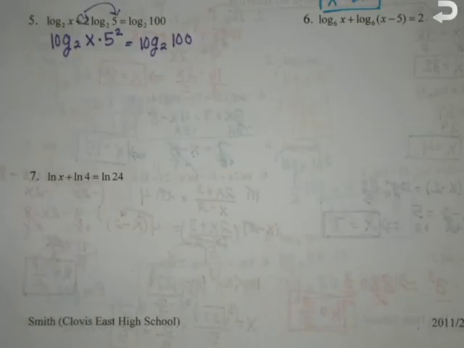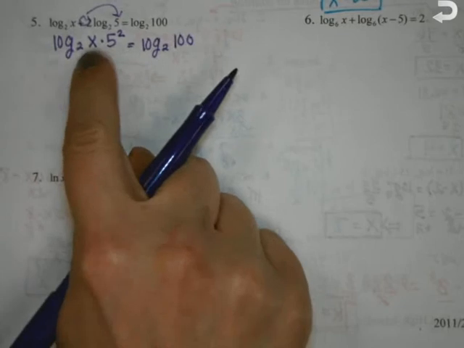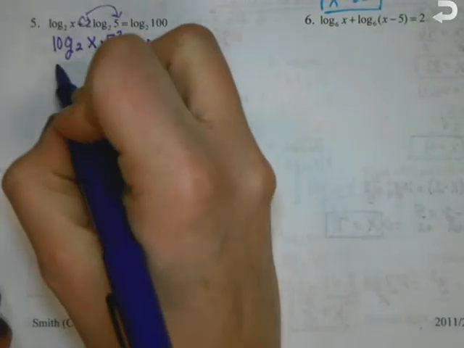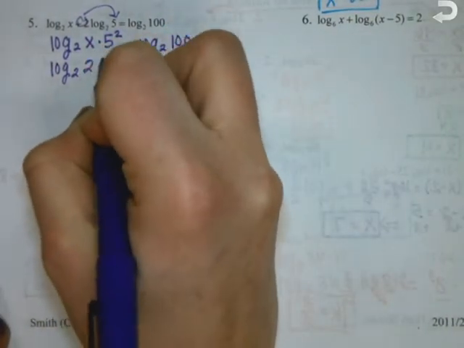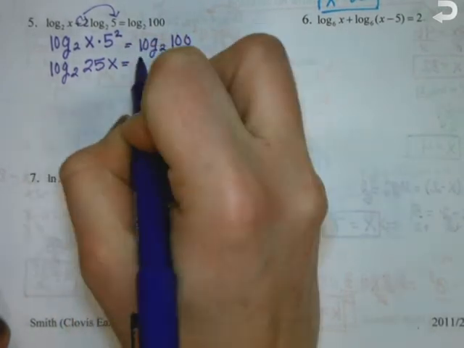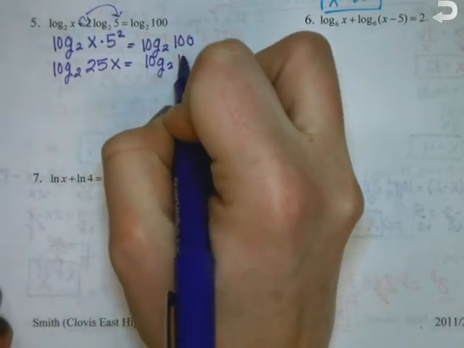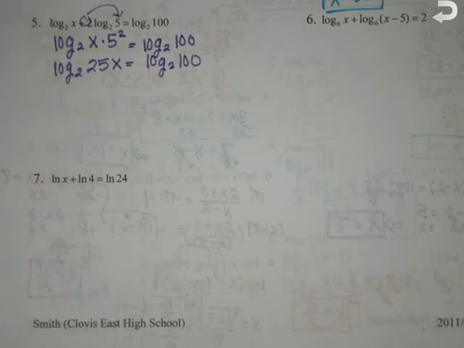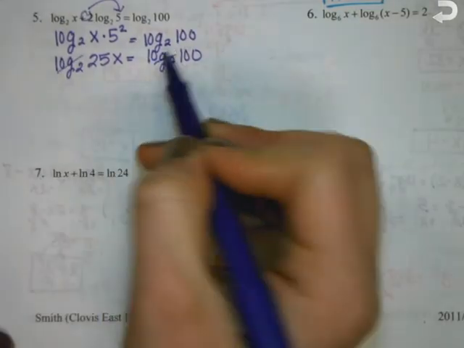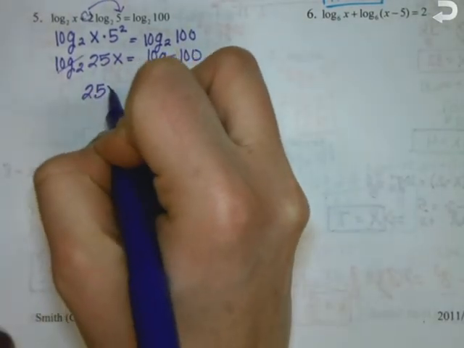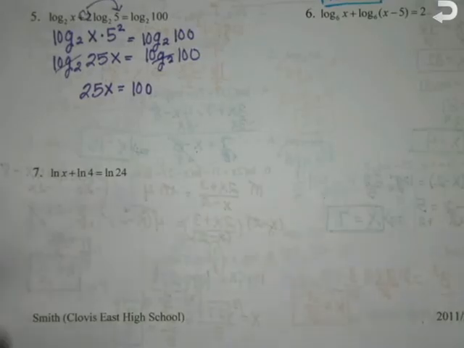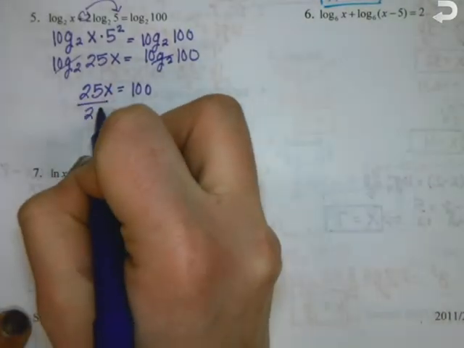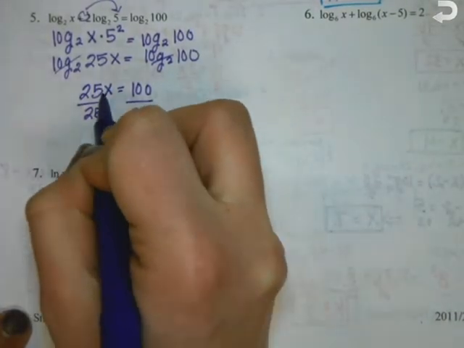What's x times 5 squared? 25x. So that's log base 2 of 25x equals log base 2 of 100. So what can I do? Drop the logs. So that is 25x equals 100. Divide both sides by 25. x equals 4.